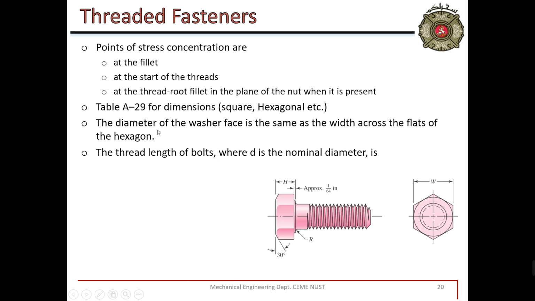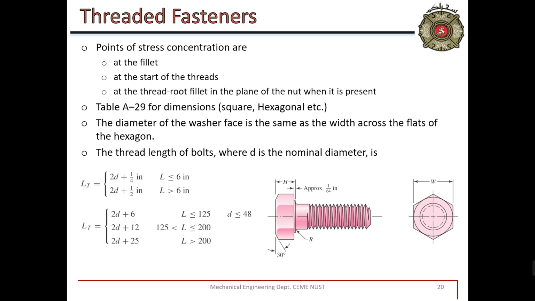For example, in table A29, you can check the square and hexagonal dimensions. Just go to the table and you will get this, because I have already explained this a lot. Similarly, if you are adding a washer, you can go to a table. If you are using a threaded bolt, you can also check it in the table. There are a lot of dimensions.